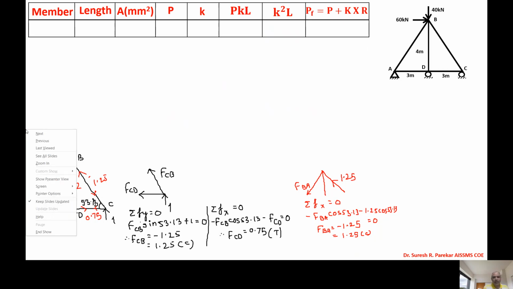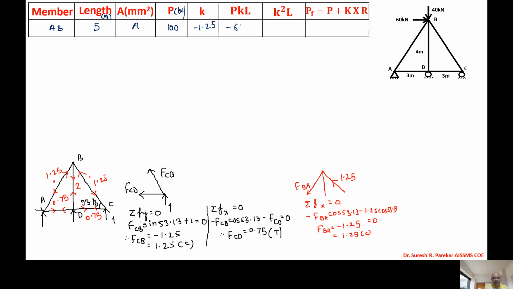Now we will go member by member and write the values for all of them. The first member is AB. For AB, the length is 5 meters; we are taking it in meters. The area is A. P is 100, in kilonewtons. K is minus 1.25. From this we get PKL, which is minus 625. If we calculate K square L, we get 7.85.